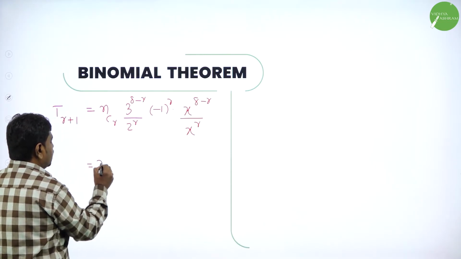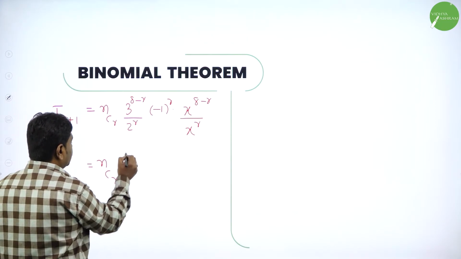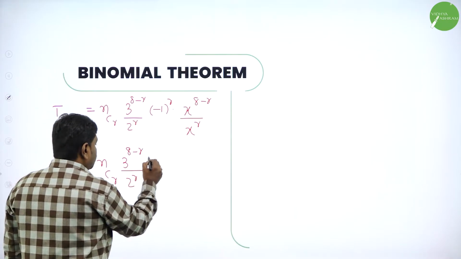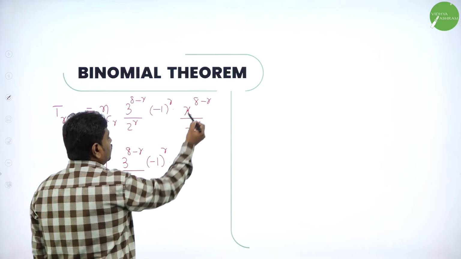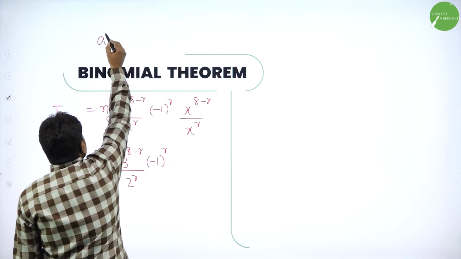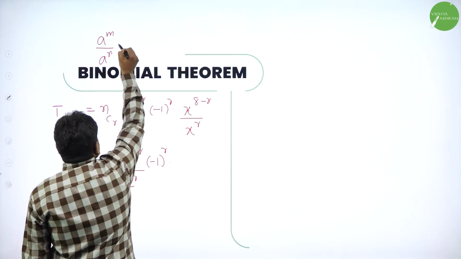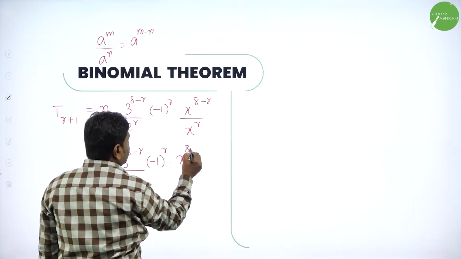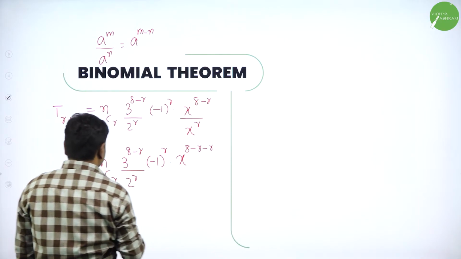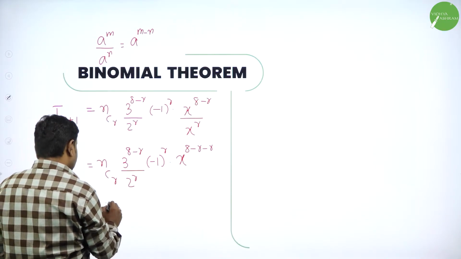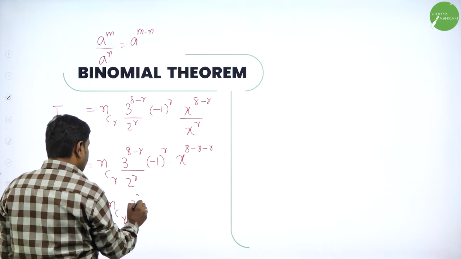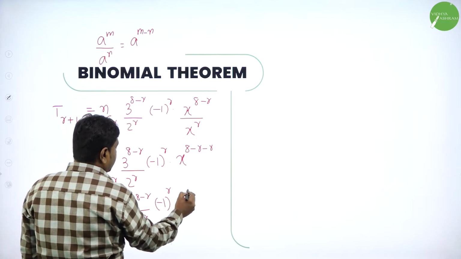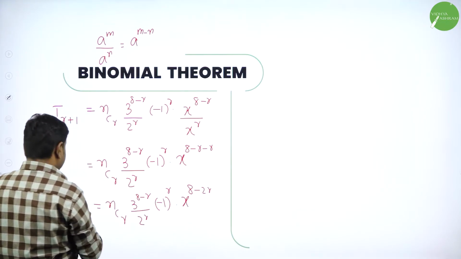Now nCr into 3 power 8 minus r by 2 power r, minus 1 power r, into, now this is in the form a power m by a power n. All of you know what a power m by a power n is. Law of indices: a power m by a power n is a power m minus n. So it will become x power 8 minus r minus r. So that is further nCr 3 power 8 minus r by 2 power r, minus 1 power r, x power what? 8 minus 2r. Now this is T(r+1).